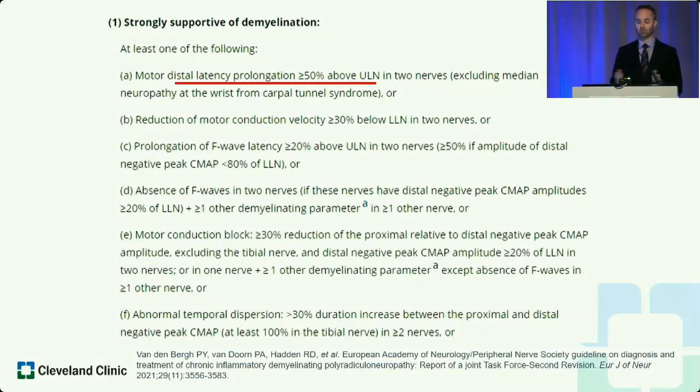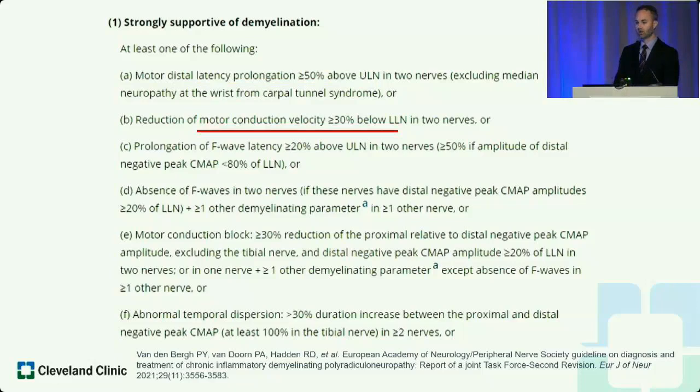So you see a mild prolongation of a motor latency. If the upper limit of normal is 5, you see something like a 5.3, it gets interpreted as demyelinating, and people go down a fishing route for something like CIDP, when they haven't really met criteria. It has to be quite prolonged in terms of motor distal latencies. Similarly with conduction velocity slowing, it really needs to be across that 30% threshold.